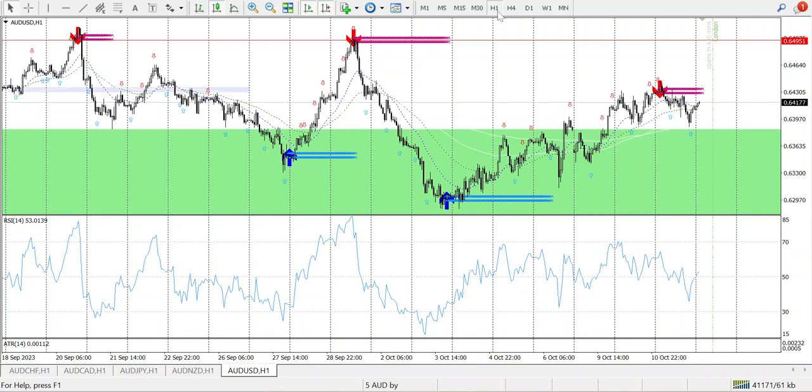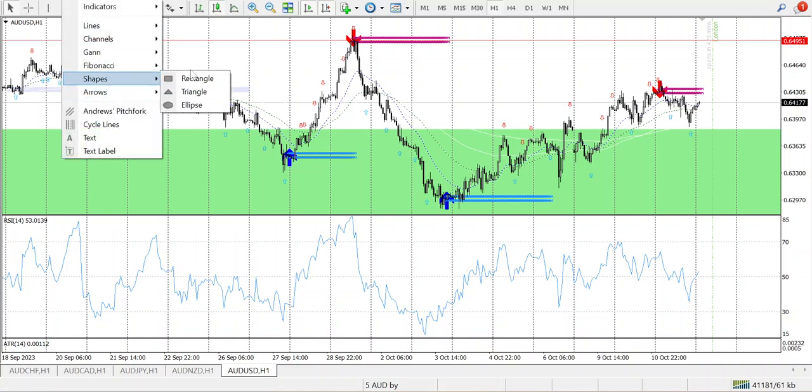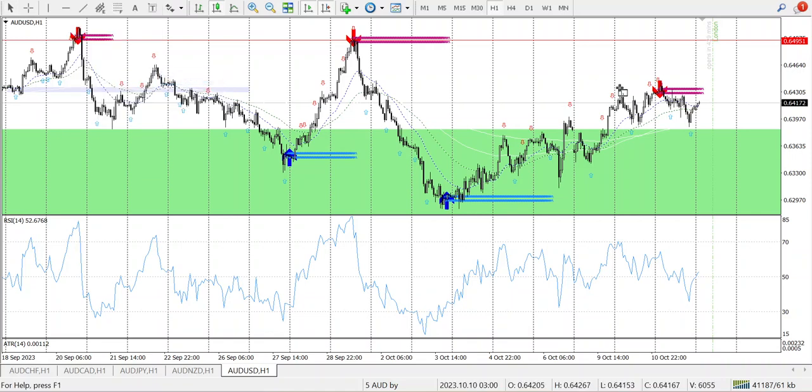Do I want to take the trade? I don't think so, because it is in a range. I'm not comfortable about this one. There it has so much rejection.